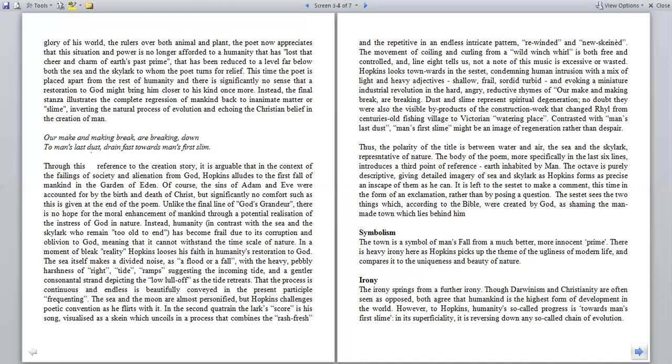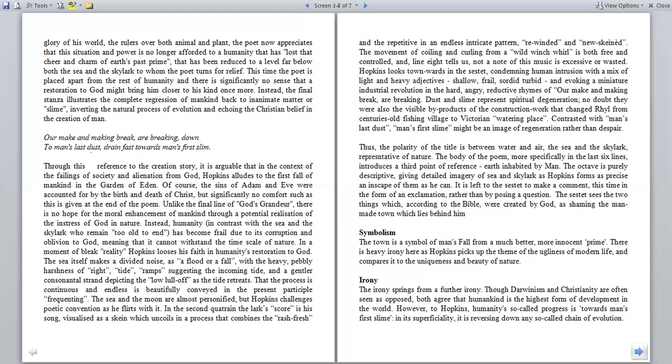"Our make and making break are breaking down to man's last dust, drain fast towards man's first slime." Through this reference to the creation story, it is arguable that in the context of the failings of society and alienation from God, Hopkins alludes to the first fall of mankind in the Garden of Eden. Of course, the sins of Adam and Eve were accounted for by the birth and death of Christ, but significantly, no comfort such as this is given at the end of the poem.